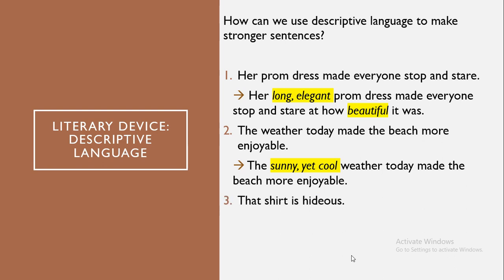And we're going to try one more. That shirt is hideous. And so while hideous is a descriptive word, we want to know what about this shirt made it so hideous. And so, what are some descriptive details and descriptive language that we could include in this sentence to show that it was hideous? Try on your own paper, and see what you can come up with to expand on this sentence. And then I'll show you my example. I'll give you about 30-45 seconds.